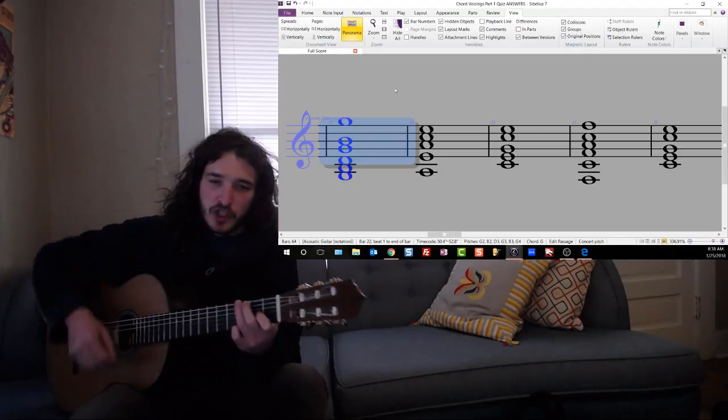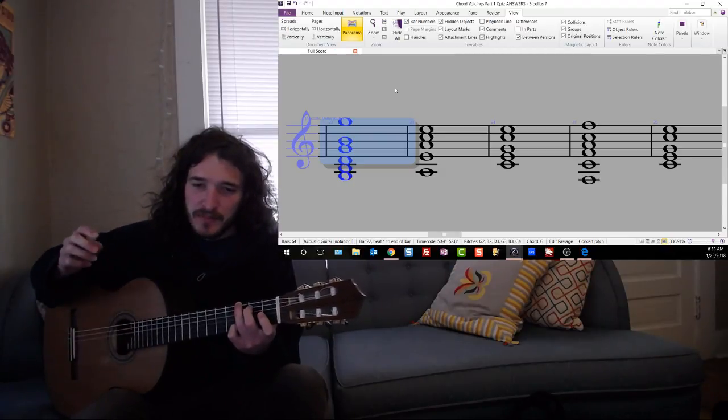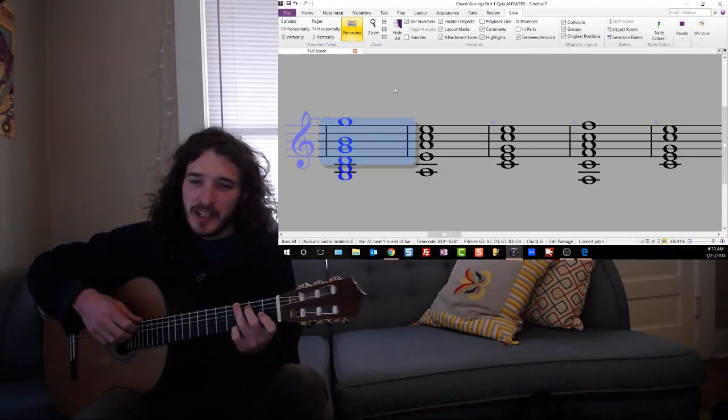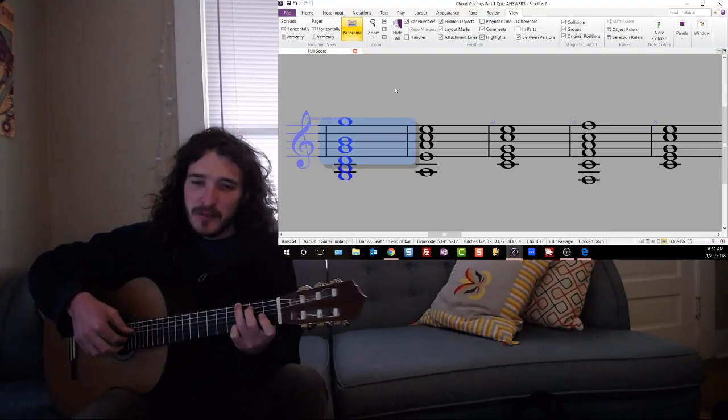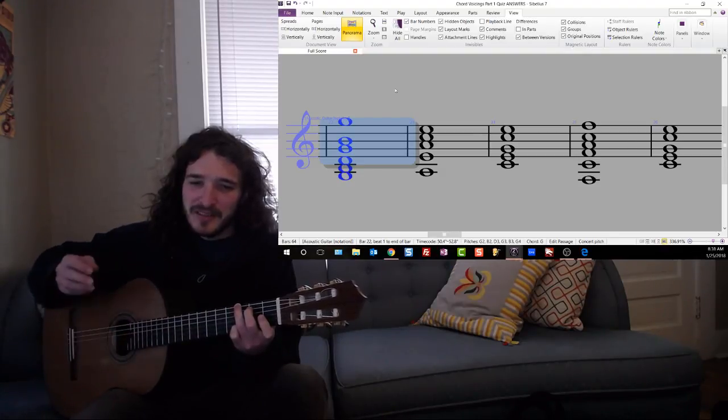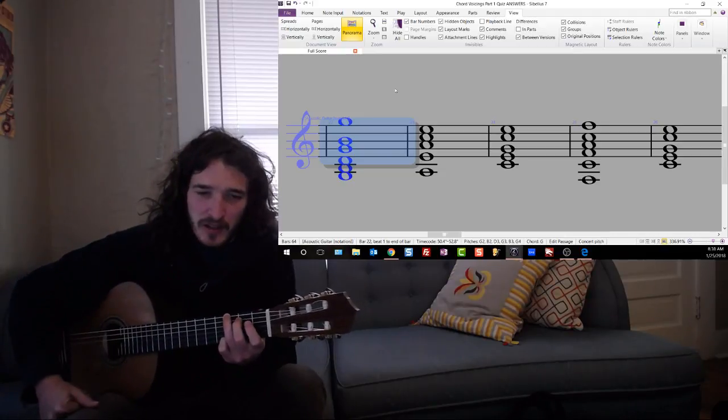All right, we have G major. This is the 5 chord in our key. So we have G to B is a third, B to D is a third, D up to G is a fourth, we have a third, and then a 6th up top. This is our third voicing. Voicing number 3.